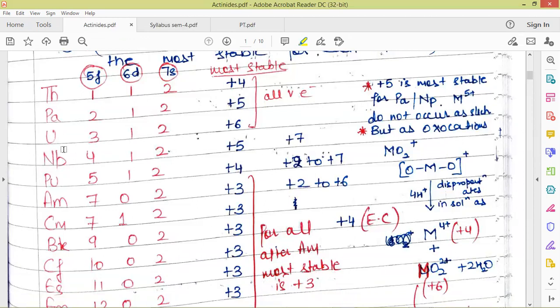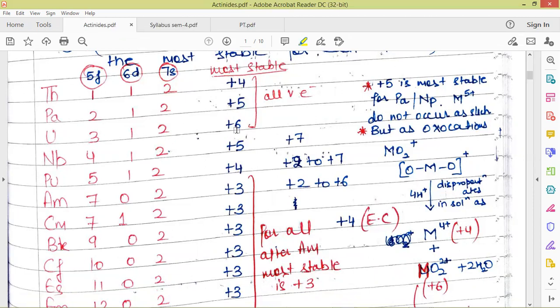So for the first 3 elements, that is, thorium, protactinium and uranium, the most stable oxidation state uses all the valence electrons. Here I have written: all valence electrons is the most stable oxidation state. So here 4 valence electrons are there, and the most stable is +4. Here +5, and here it is +6.